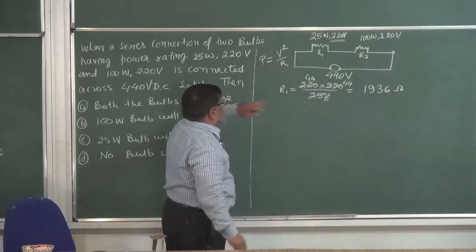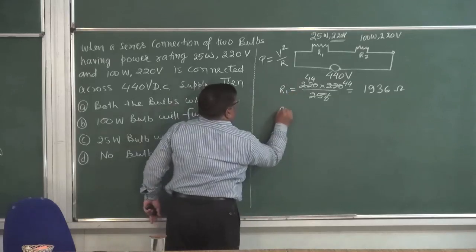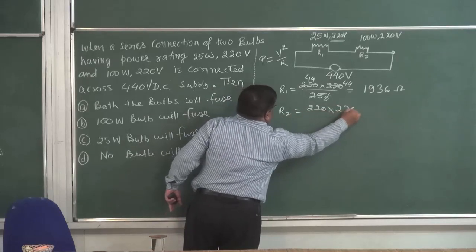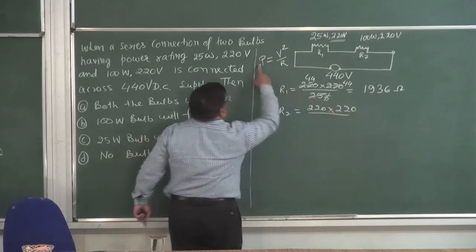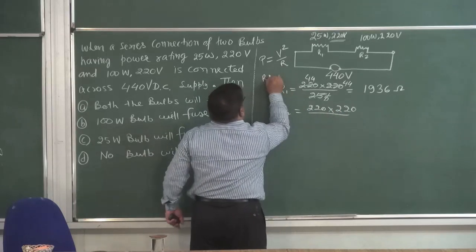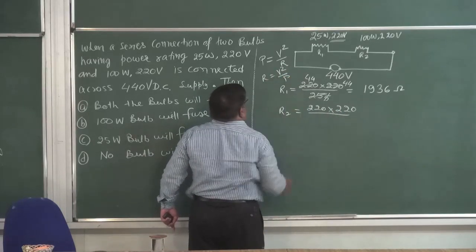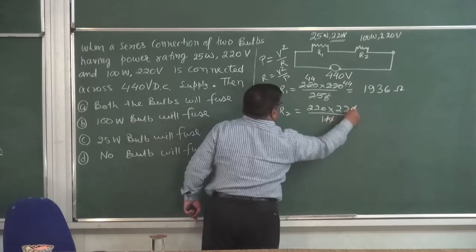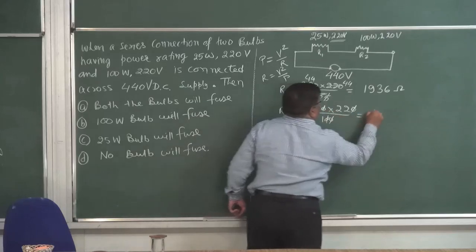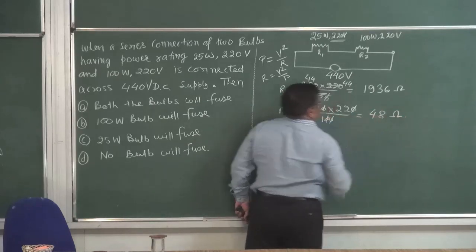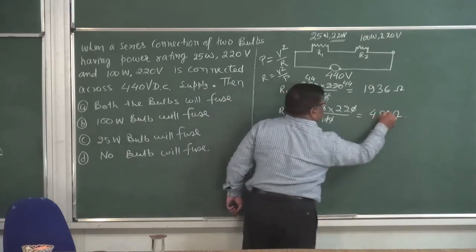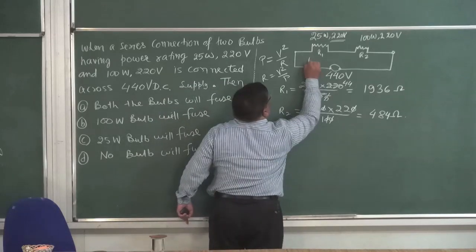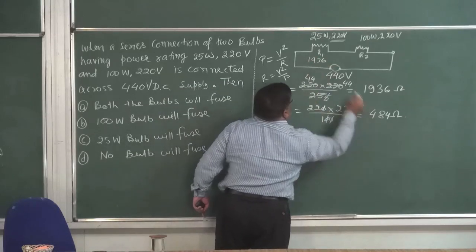Okay, this is the resistance. Now R2. Again, V square divided by power. Power 100. Okay, these are the two resistances, 1936 and 484.